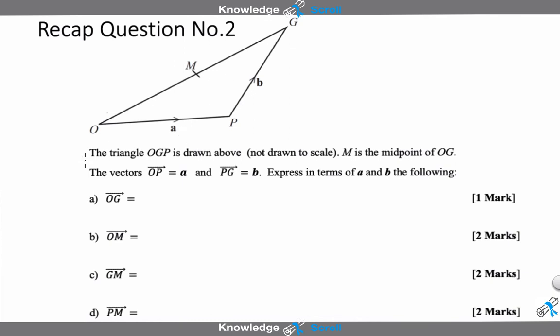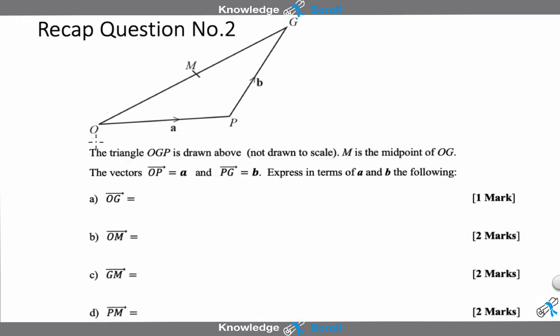So the question itself reads, the triangle OGP is drawn above, and it's not drawn to scale. M is the midpoint of OG. The vector OP is represented by A, and PG is represented by B. Now we're to express all of our answers below in terms of A and B. And the first question is, calculate the vector OG.